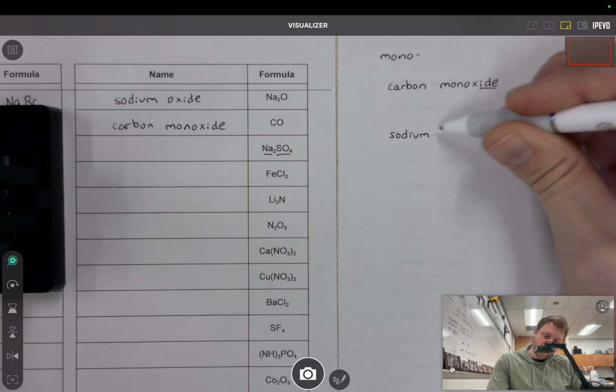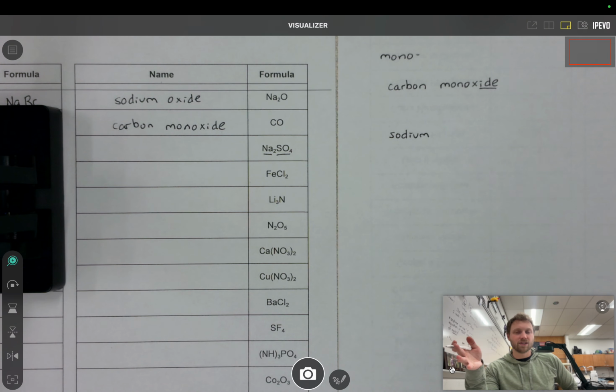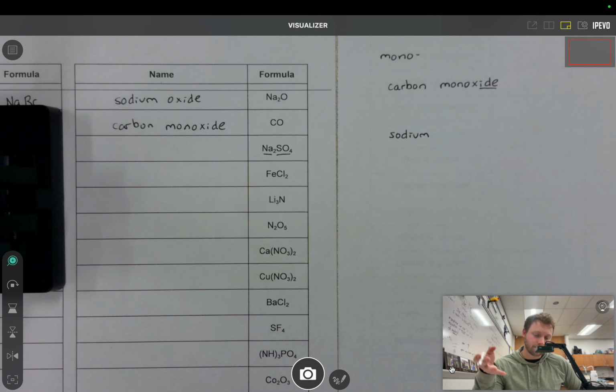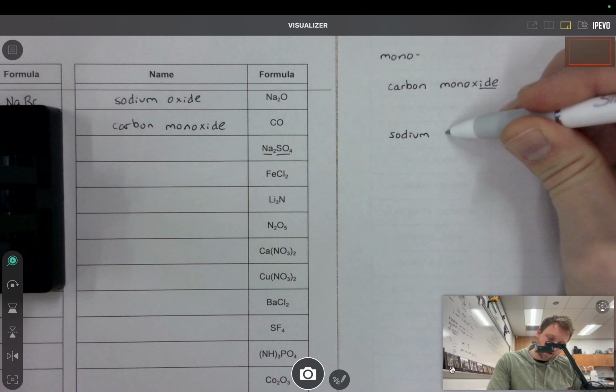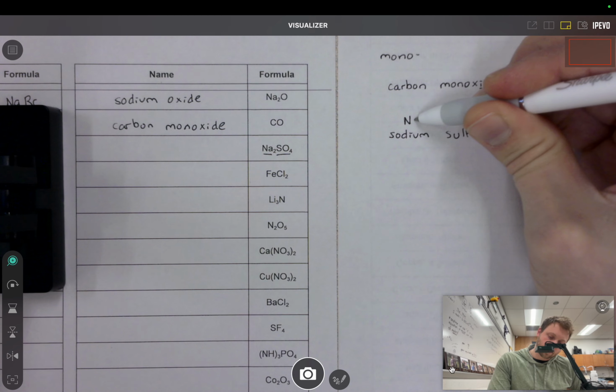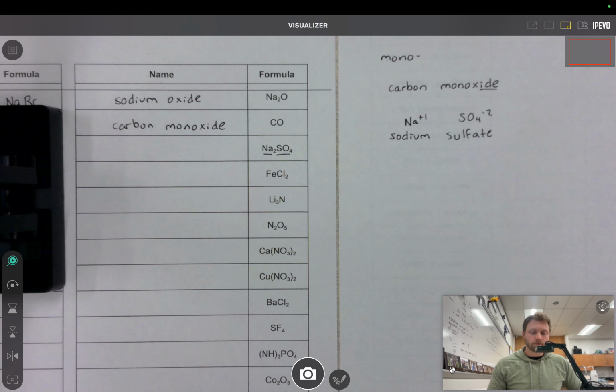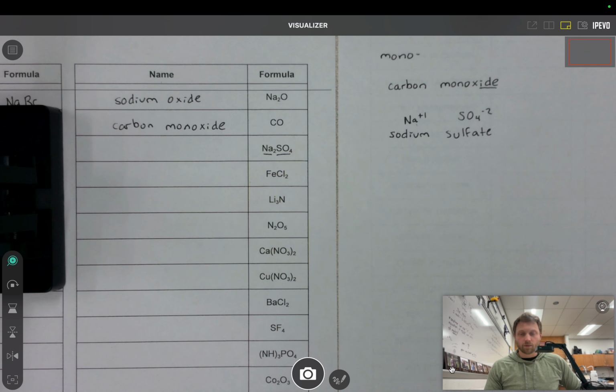So we have name the cation, name the anion. Well, what is that anion? If it has multiple elements associated with it, it is a polyatomic ion. We check the polyatomic ion sheet and we see that we have sulfate, right? Sodium ions and sulfate ions. We have two of those, which is why they cancel out to make a neutral compound of sodium sulfate.